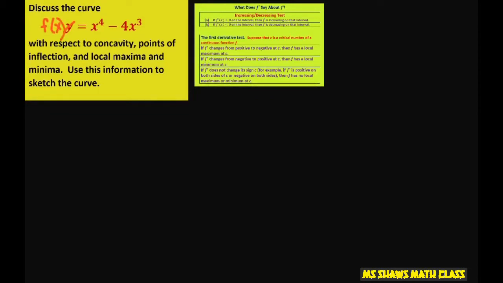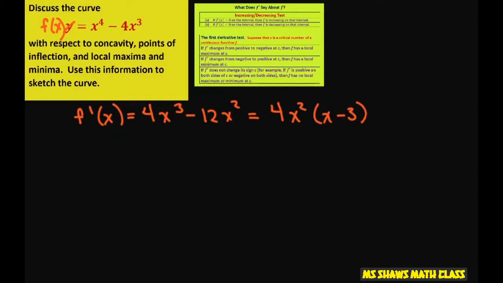So we're going to do f prime of x equals 4x cubed minus 12x squared. And we can factor out the 4x squared. We get x minus 3. And we're going to eventually set that to 0.